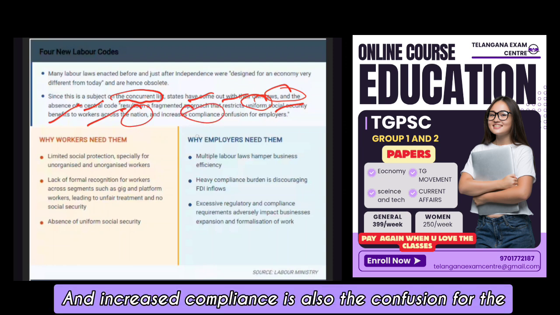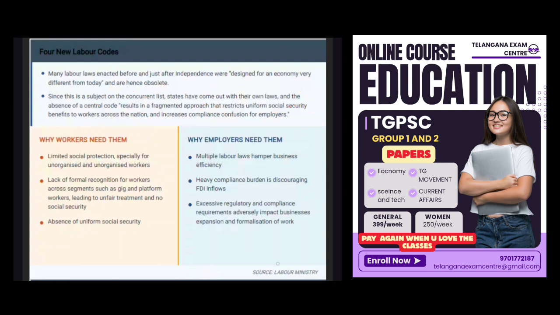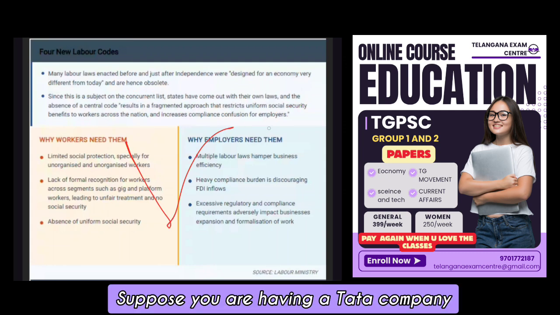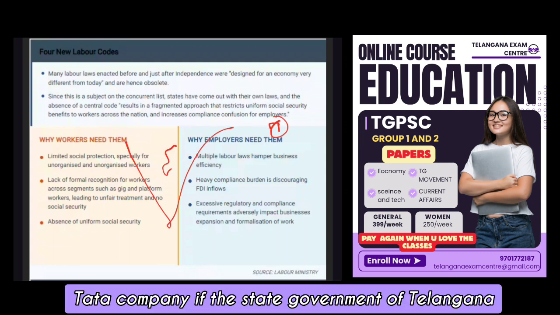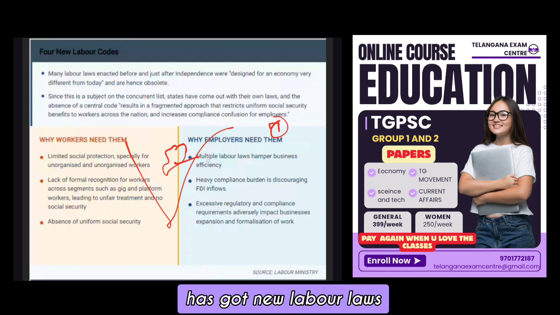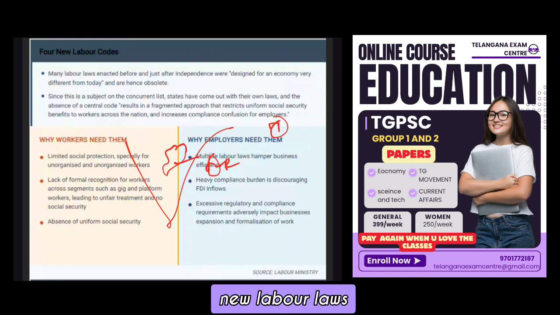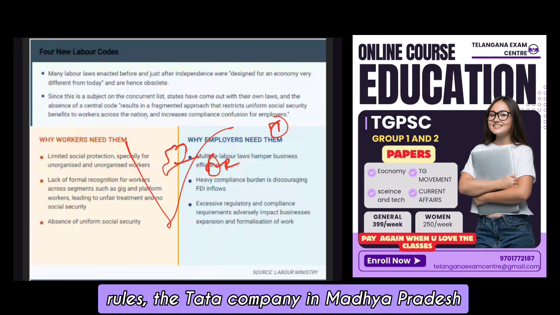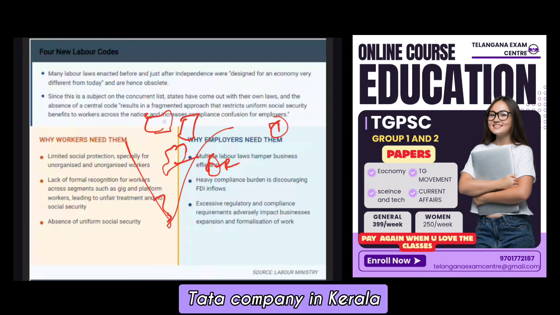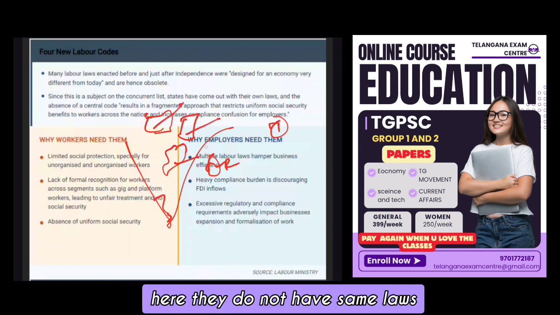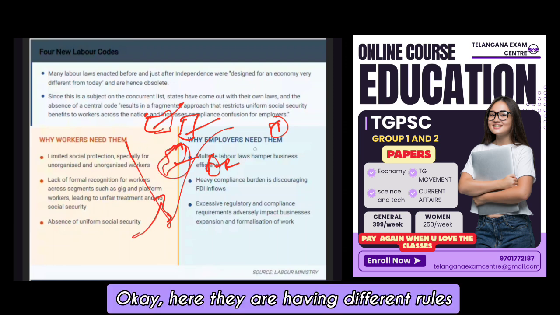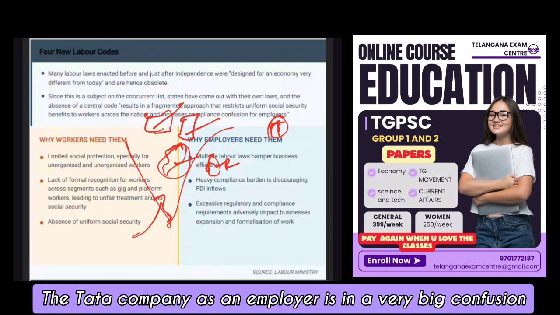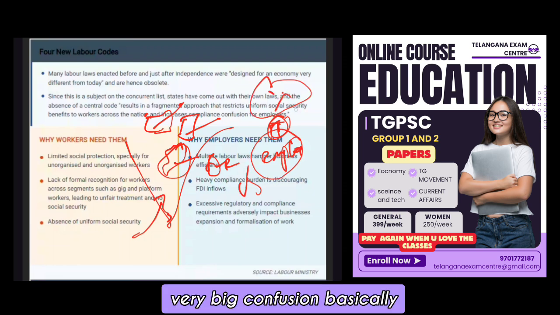And increased compliance is also a confusion for the employers. Okay, suppose you are having a Tata company, and the state government of Telangana has got new labor laws and rules. The Tata company in Madhya Pradesh, Tata company in Chhattisgarh, Tata company in Kerala, here they do not have the same laws, they do not have the same rules. Here they are having different rules. That's the reason what is happening. The Tata company as the employer is in a very big confusion.